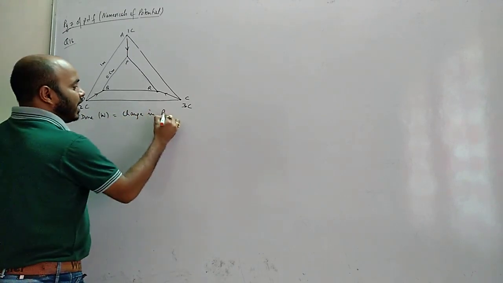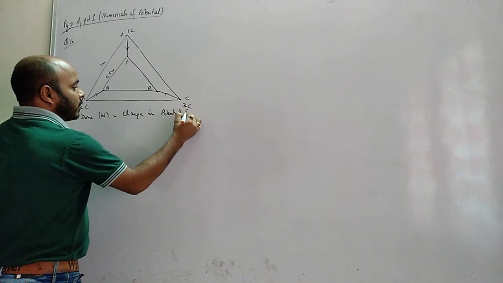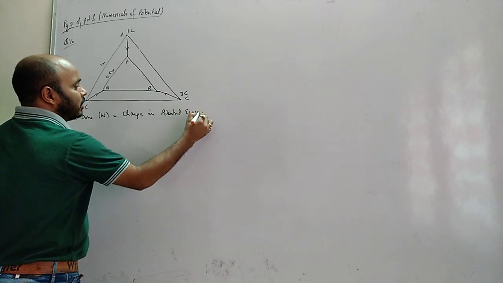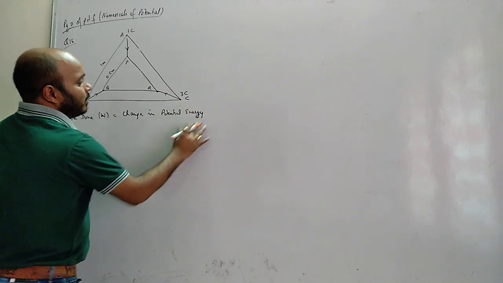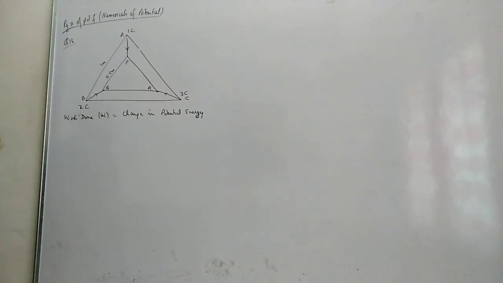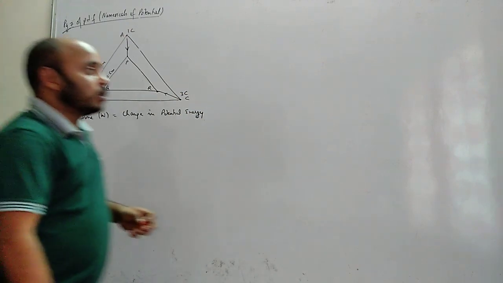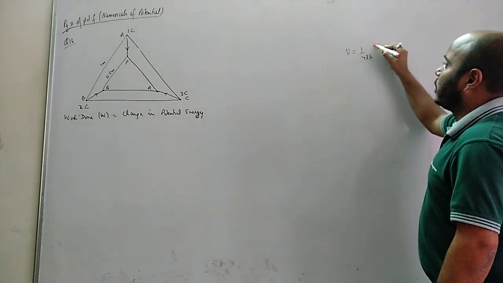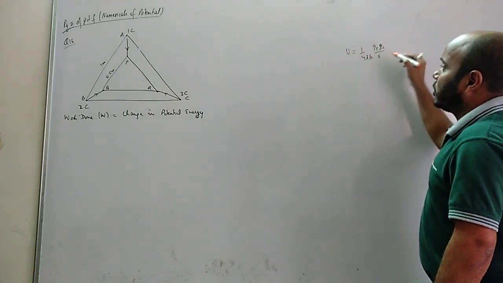Here which energy do we have? Potential energy. Now change in potential energy, how to go? Whether initial minus final or final minus initial, that depends on which is greater, initial or final. So what is the potential energy between two charges? 1 by 4 pi epsilon Q1 Q2 by R. This is the potential energy.